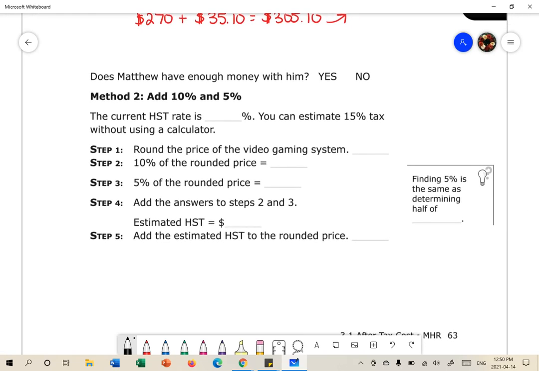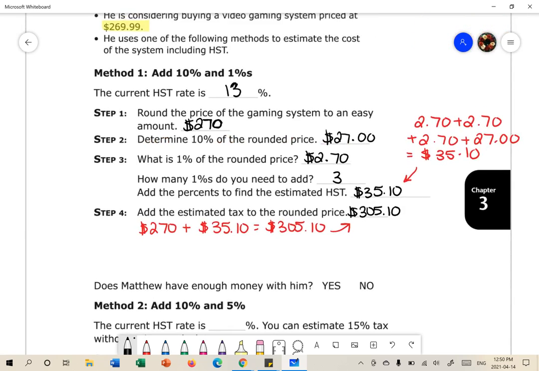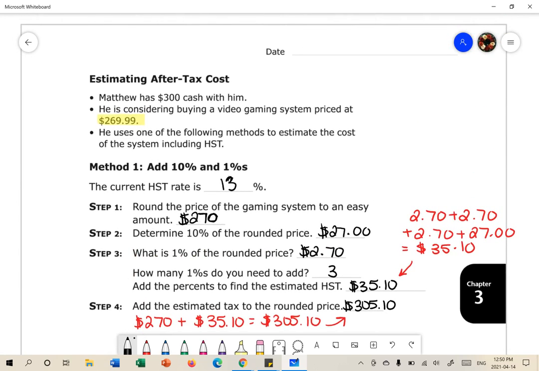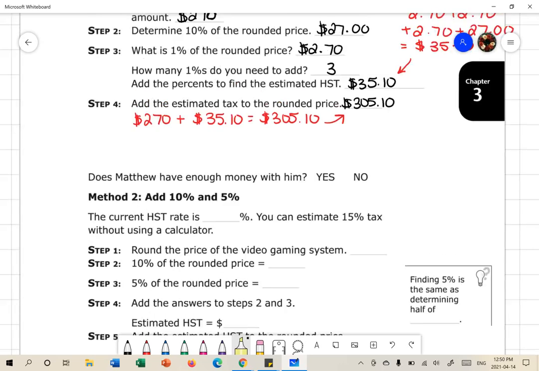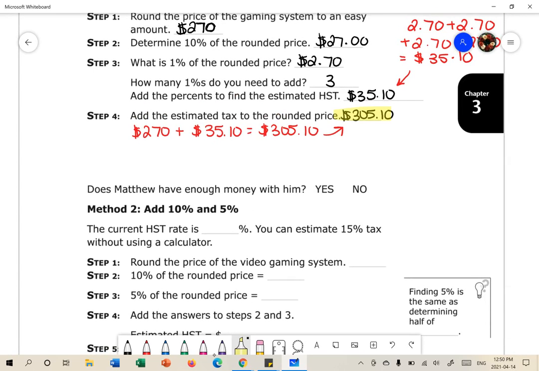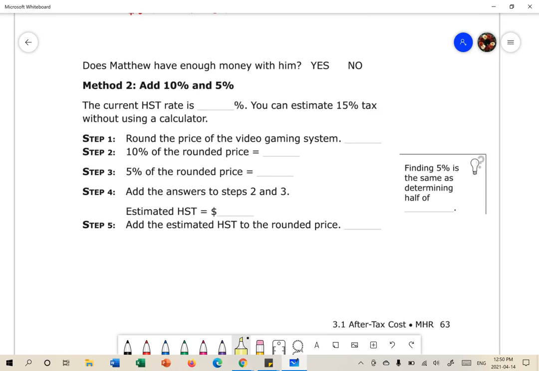Does Matthew have enough money with him? Let's go back to the beginning. And it says that he has $300 cash. And we've estimated that it's going to cost him $305.10. So he doesn't have enough money with him. So unfortunately, no.